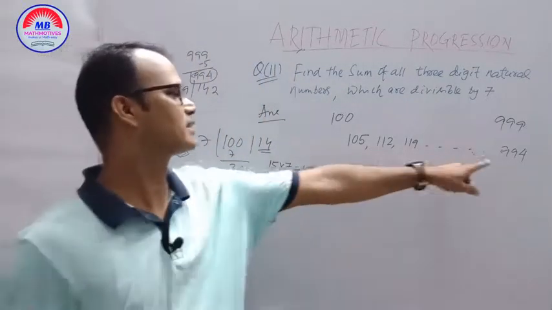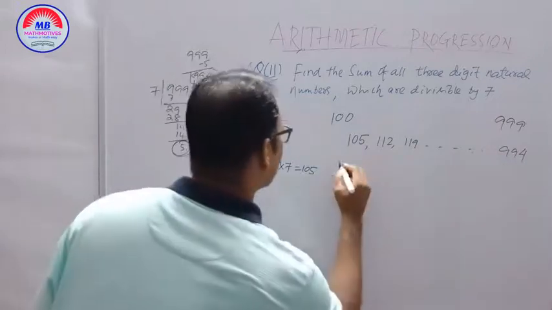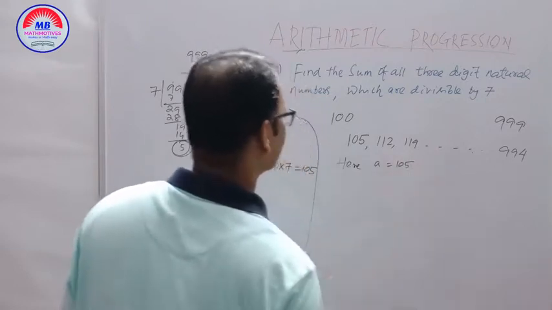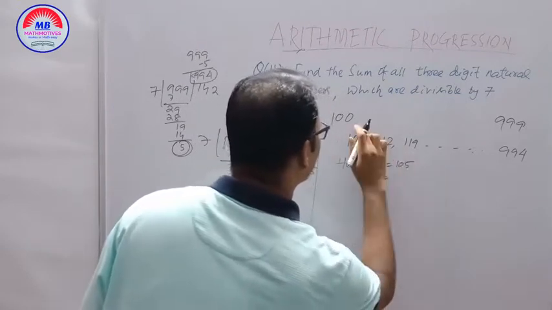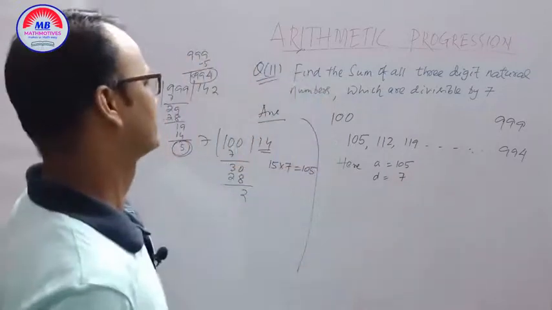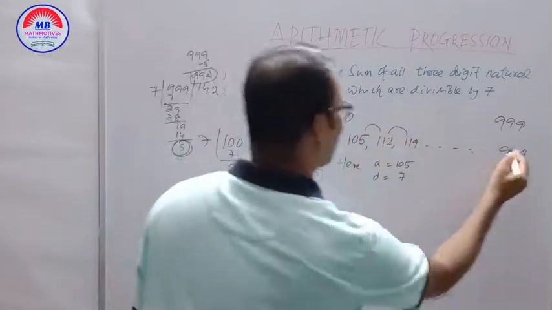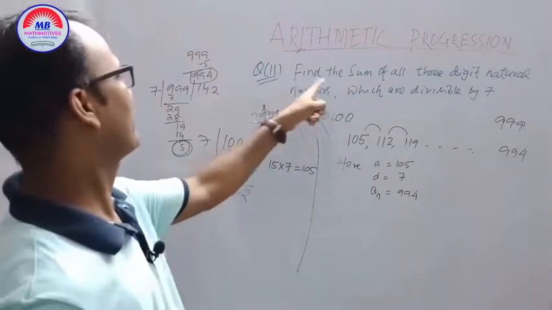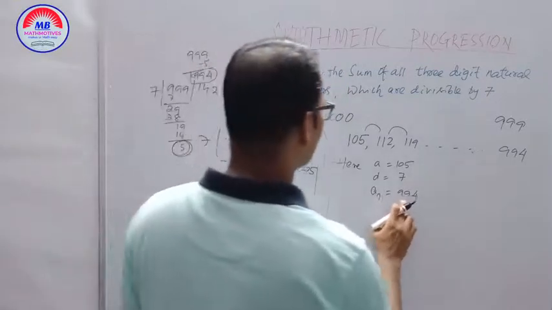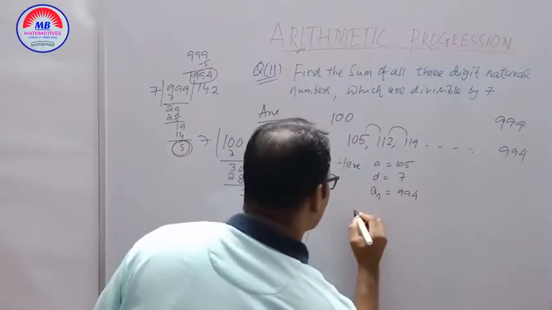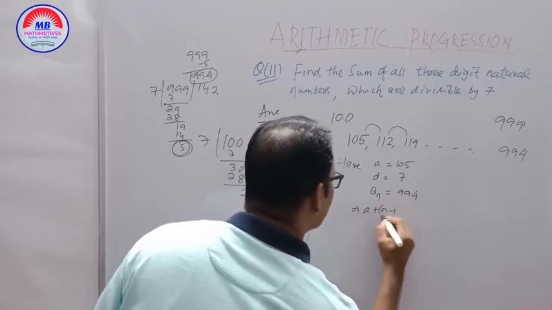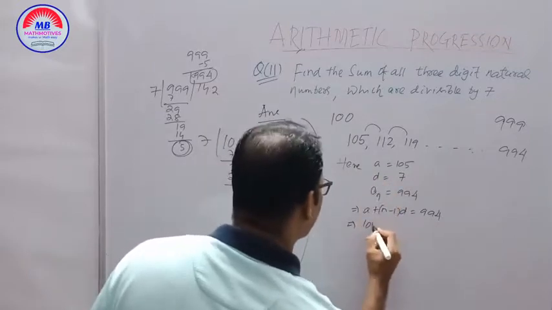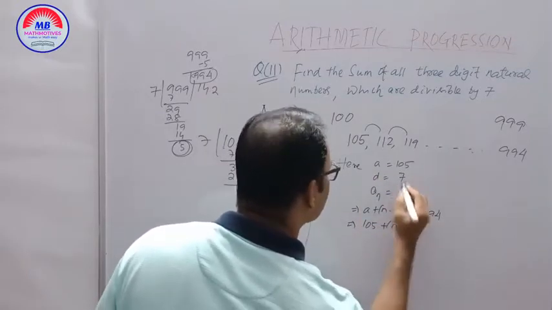Okay. So now you get an AP: 105, 112 like this, and the last term is 994. Here you can write A equal to 105. D equal to 112 minus 105 is 7. This minus this, this minus this. Last term AN is equal to 994. Okay. Question is find the sum. AN equal to 994. So what is the formula of AN? A plus n minus 1 into D is equal to 994. That implies A is what? 105 plus n minus 1 into D is what?